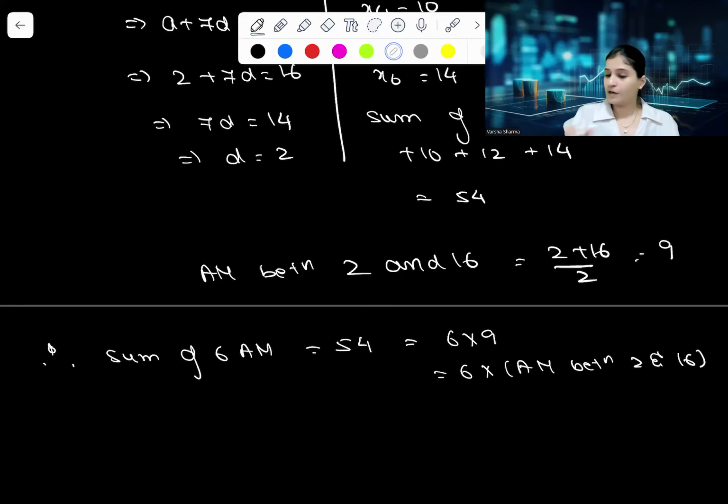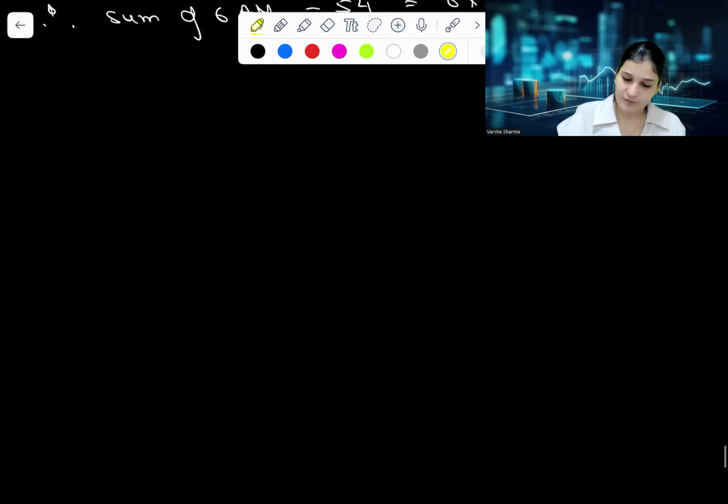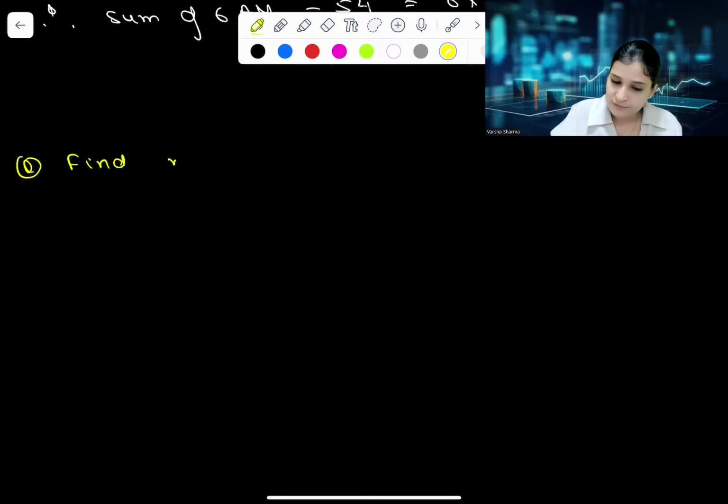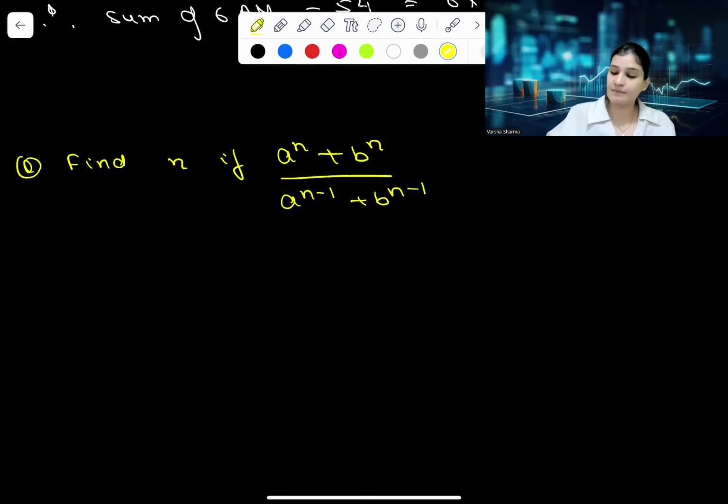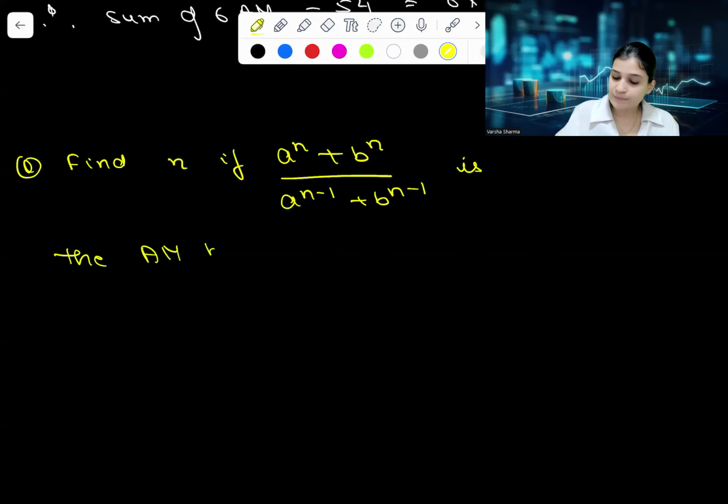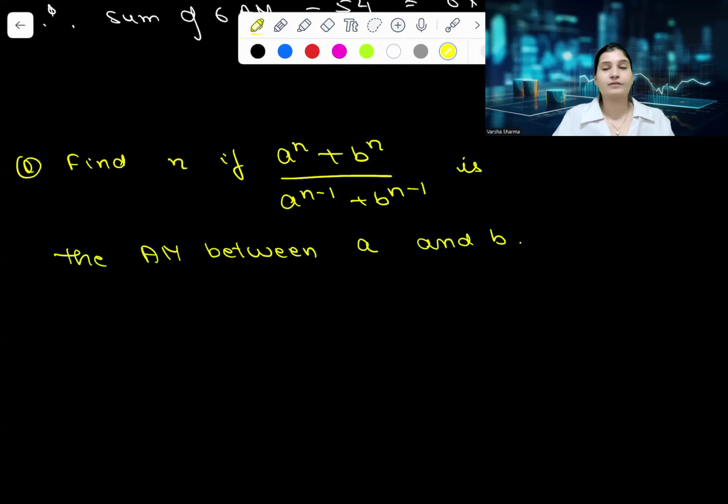Question. It's a very famous sum which we are about to do, and one of the most common sums in school, if they want to give a 5-marker question. Find n if (a^n + b^n) upon (a^(n-1) + b^(n-1)) is the arithmetic mean between a and b. Will you try?